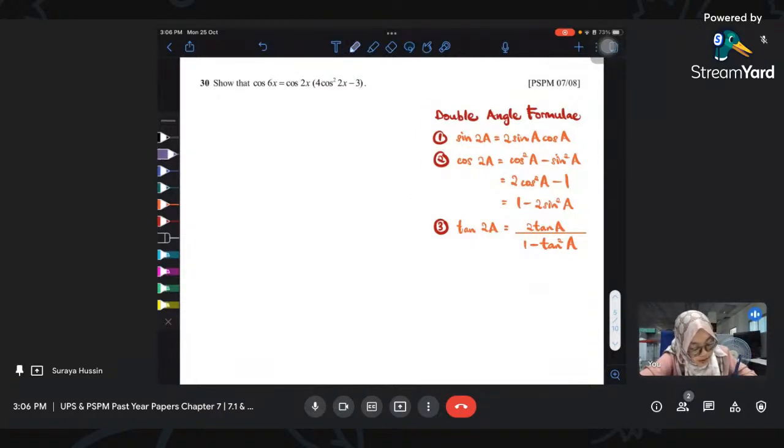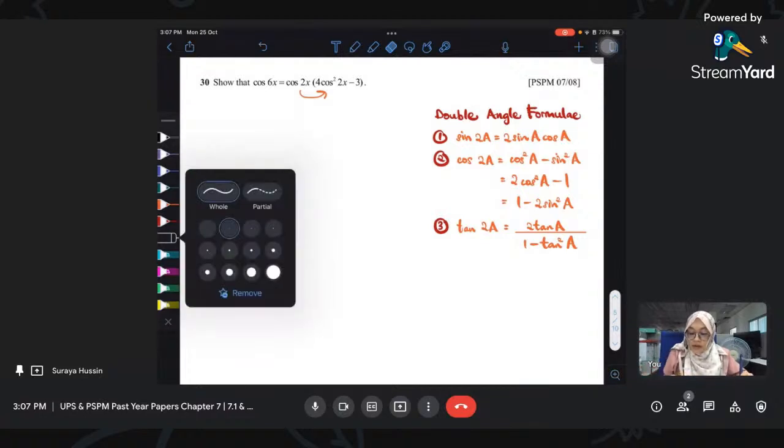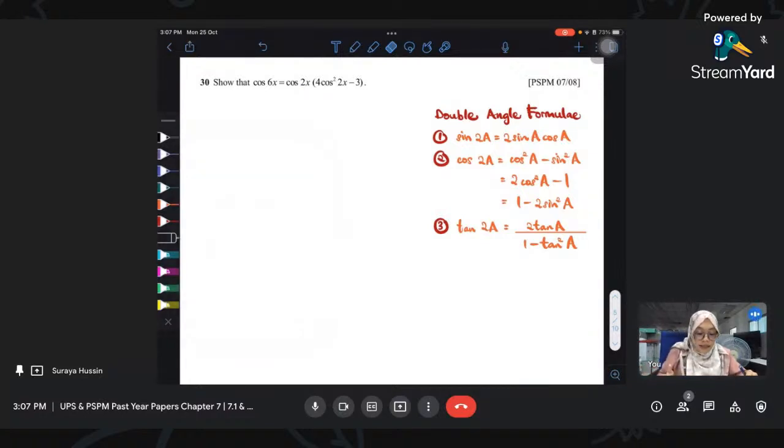So question 30, welcome to question 30. Question 30 kita ada show that cos 6x is equals to cos 2x times 4 cos squared 2x minus 3, right? So dekat sini you might think, oh miss, mana satu nak start ni? Should I expand this? Or what should I do? So basically, let's try left hand side.